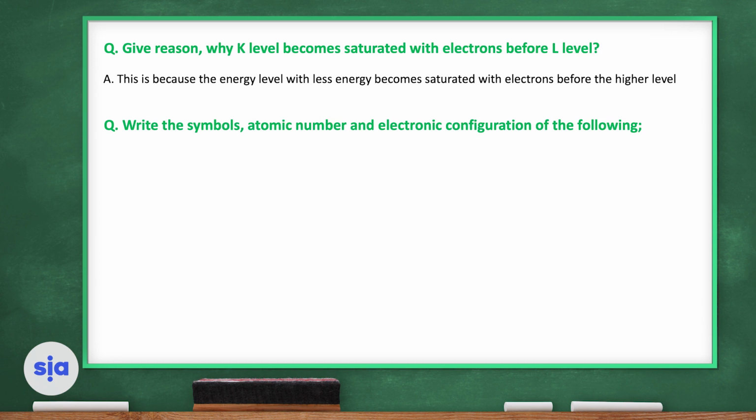Write the symbols, atomic number, and electronic configuration of the following. Sodium, 11 electrons, so 2, 8, 1. Chlorine, do you remember the atomic number of chlorine? Yes, it's 17. So 2, 8, 7. Nitrogen, 7 electrons, 2 in the first level and 5 in the second level.